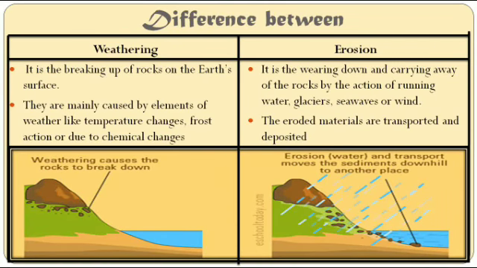So these are two different things. Weathering means breaking up. Erosion means taking away from that particular place to another place by natural forces. That is known as erosion. So this is how, children, you must have understood the difference between weathering and erosion.